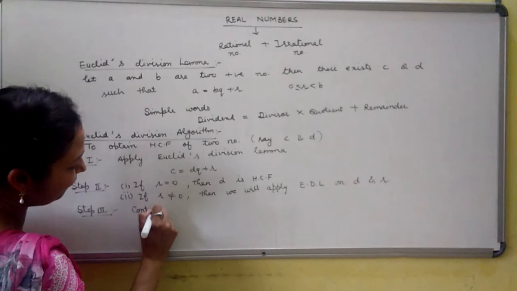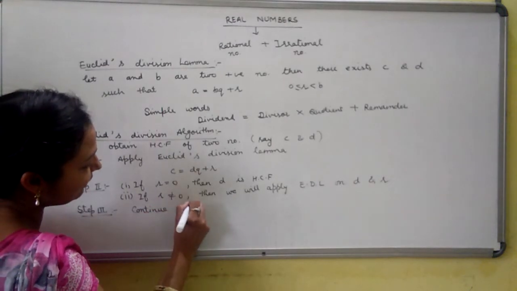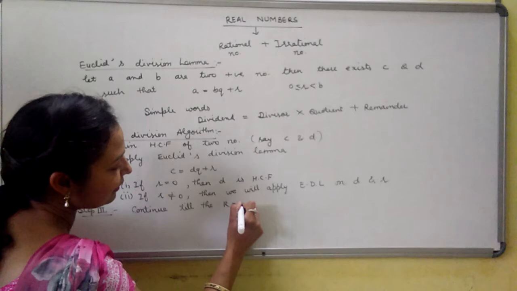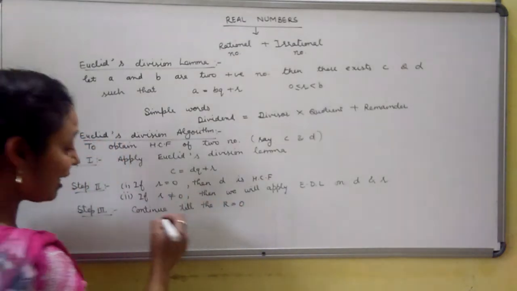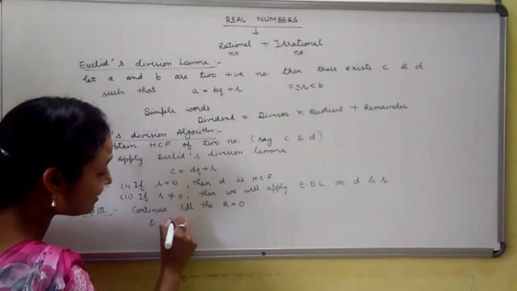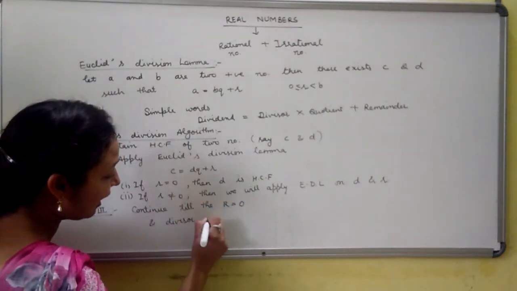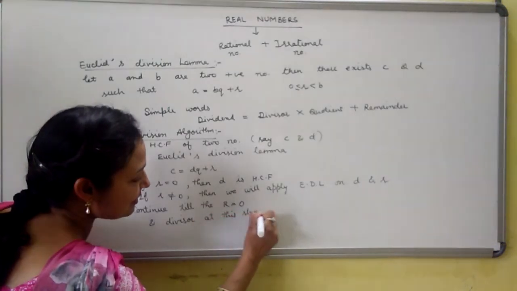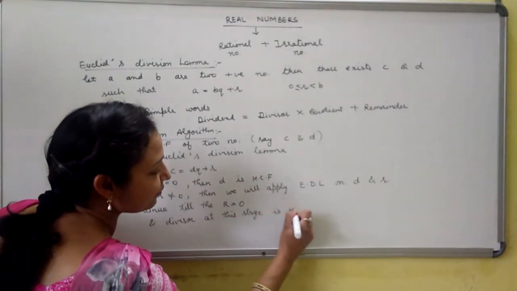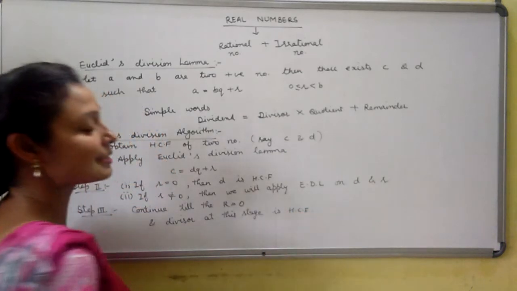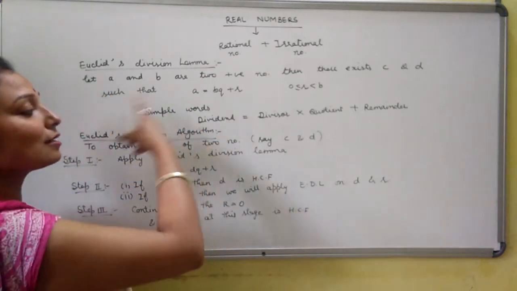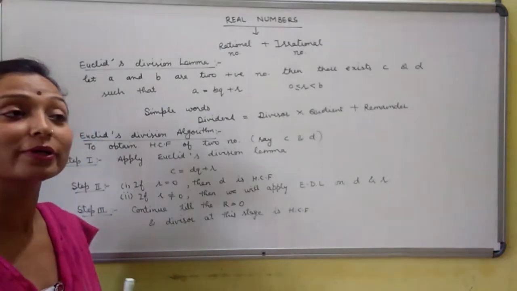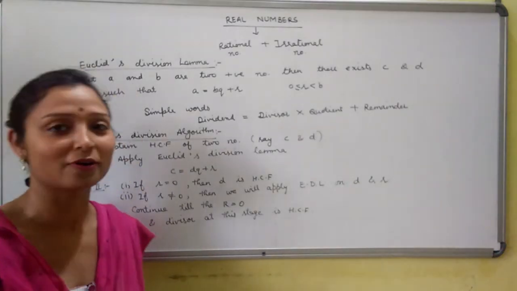Okay. Step 3: continue till the remainder is equal to 0, and the divisor at this stage is the HCF. Okay, this is the HCF. Now this concept, the theory portion, will not be understood by the student if a question is not solved.